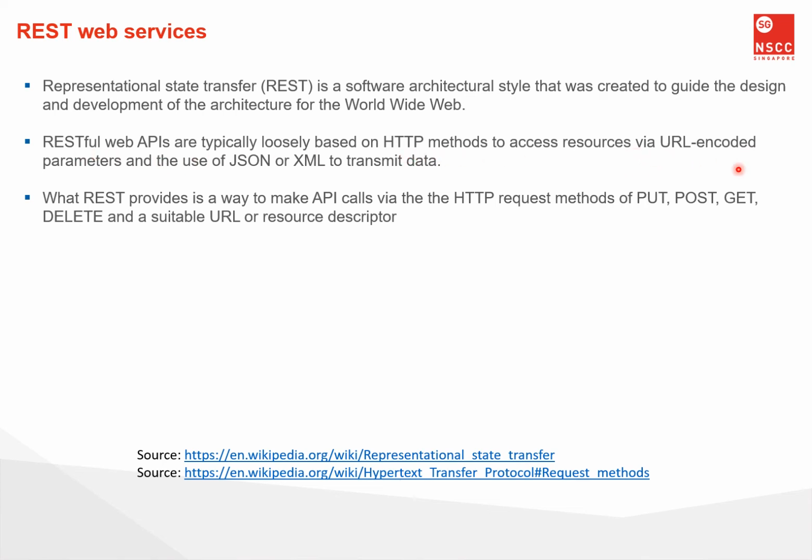So we're just borrowing the same format and making some adjustment in terms of the URL we use and a certain way of using the standard HTTP methods. What REST provides is a way to make the API calls via the HTTP request methods of put, post, get, and delete. These are standard methods that are implemented in every web browser and also every single web server. And we provide a suitable URL so that we can access the suitable resource or function within the server that we want to use. The URL could be pointing to a particular model, or to a particular variable or output in the model that we want to get. So it's very flexible because you can use a slash to separate different resources.